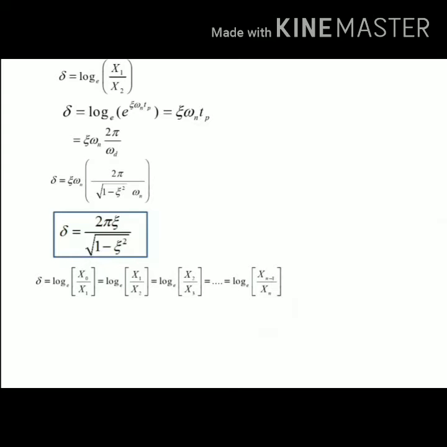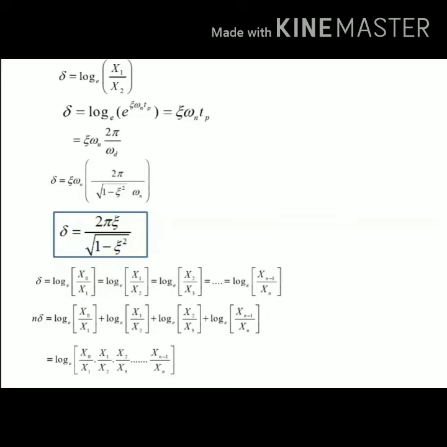So we add these n terms, and when we add, there will be multiplication. So we can write n delta is equal to log to the base e of x0 by x1 plus log to the base e of x1 by x2 plus log to the base e of x2 divided by x3 plus and so on up to log to the base e of xn minus 1 divided by xn.